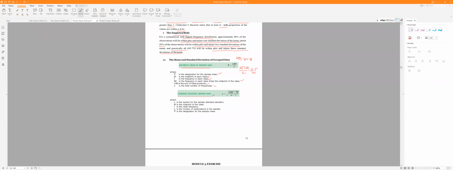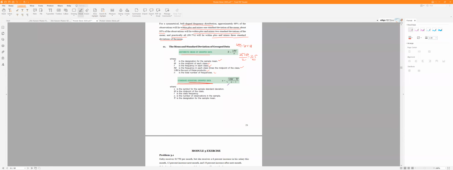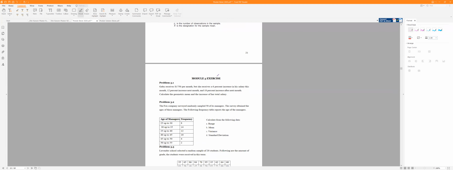And the standard deviation of group data should be simple. Again, it's just the square root of the sum of frequency times, in brackets, midpoint minus the mean, which you have searched for or calculated there, squared, remember the square, divided by the total number of observations minus 1, and then you square root it. That should be the standard deviation of group data.